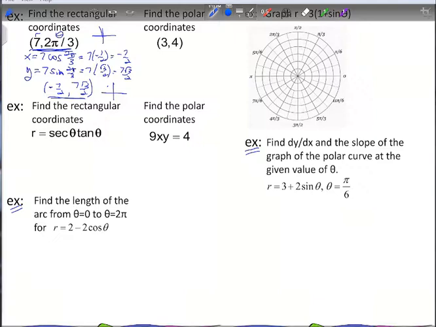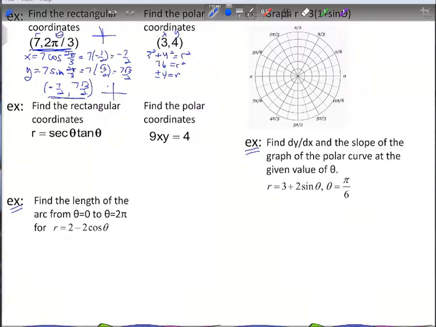This is our x and this is our y. We're going to go to polar coordinates. So we're going to use the other two formulas, x squared plus y squared equals r squared. So 3 squared plus 4 squared equals r squared. So what is that, 9 and 16, so 16 is r squared. So r could be plus or minus 4.